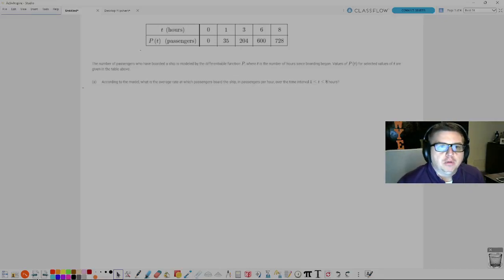We have a table, and the number of passengers who have boarded the ship is modeled from the differentiable function p, where t is the number of hours since boarding began. The values of p of t for the selected values of t are given in the tables above. So over time, we are getting more passengers.